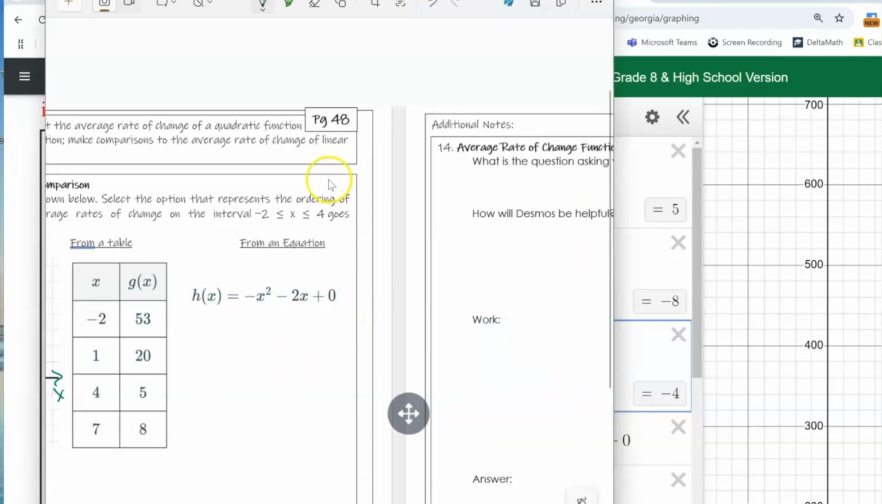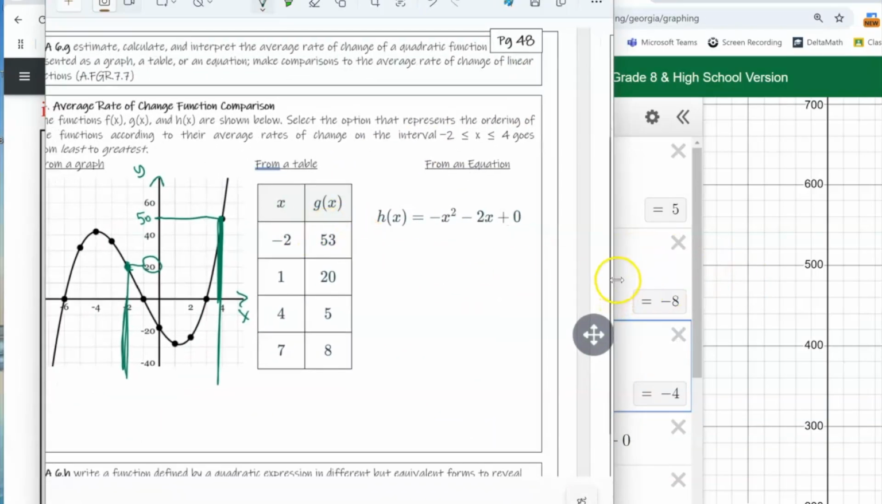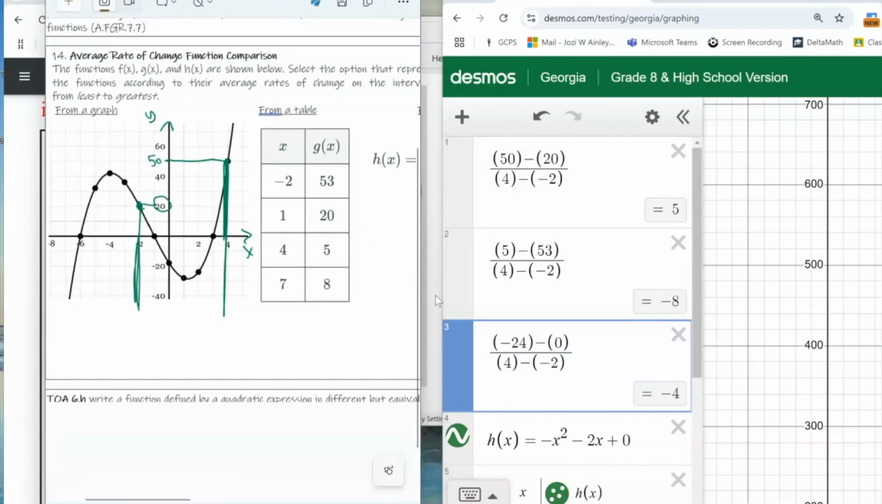So in this question, please don't skip it saying, oh, it's a lot of work. It's not. If you're putting it right in the calculator, it's very, very quick. All right, so put it right in the calculator. And what is my average rate of change?